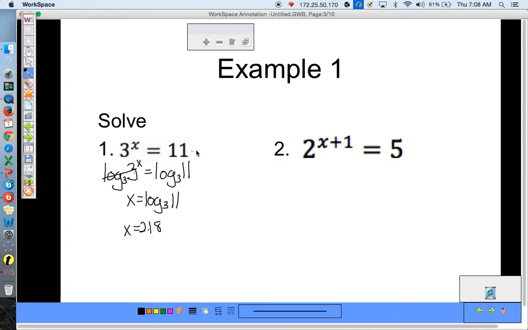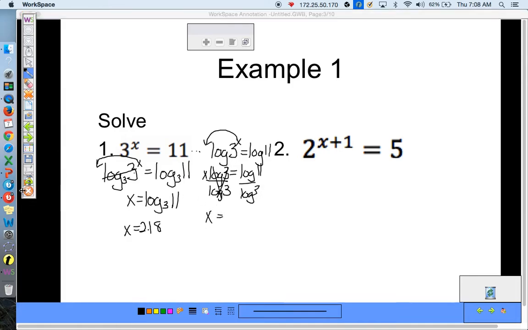The other way sometimes you'll see it done is people just say, I'm going to log each side. So log of 3 to the x. So just using log base 10. Now we know this exponent here, that can come out in front. Same thing here, this x was coming out in front there. So we have x log 3 equals log 11, divide by log 3. And then we have that same thing.